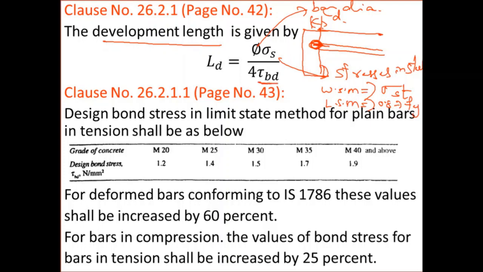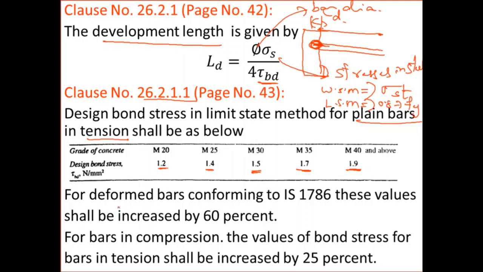Then what is tau BD? Tau BD is the bond stress in concrete. This tau BD value you have to take from clause number 26.2.1.1. Whatever tau BD values are given here, they are applicable for plain bars in tension.